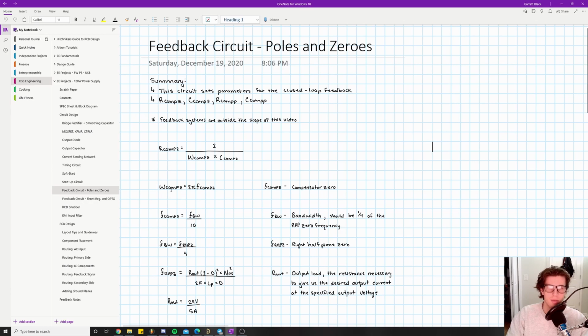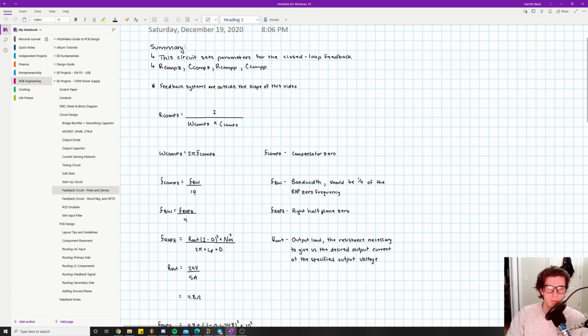And omega comp Z is equal to 2 pi F comp Z. And F comp Z is equal to 1 over FBW divided by 10. So I put some notes on what these variables actually are. I couldn't find anything in terms of what, I mean, 2 pi times f is omega, right? That's a pretty familiar thing. That's in terms of like a frequency in hertz versus radians. So I think this is all omega comp z is doing.